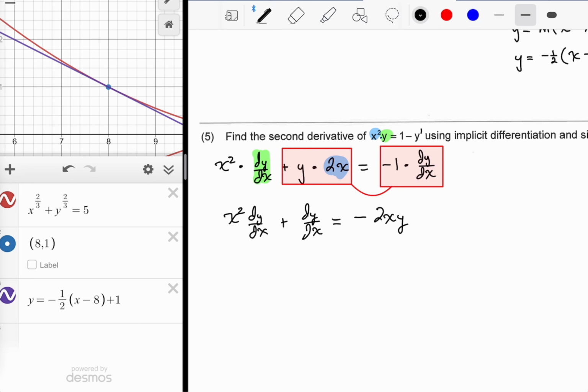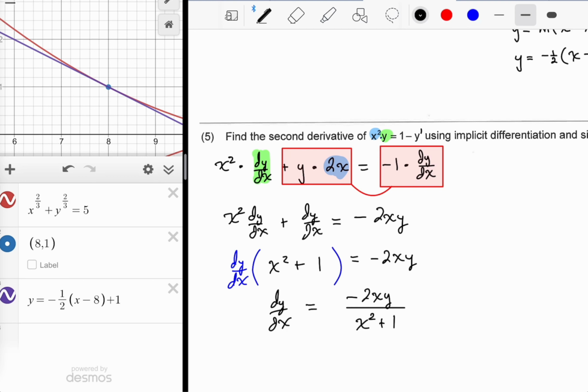All right, so then we have the common factor of dy dx, the GCF. X squared plus 1 would be left over after we factor that out. And getting dy dx alone is just a matter of dividing both sides by x squared plus 1. All right, so dy dx would be equal to negative 2xy over x squared plus 1. All right, so that's our first derivative.